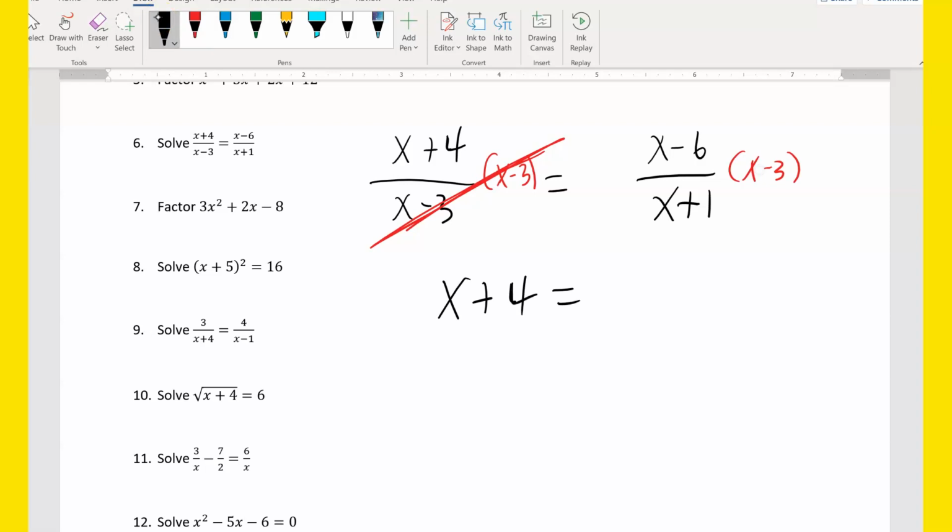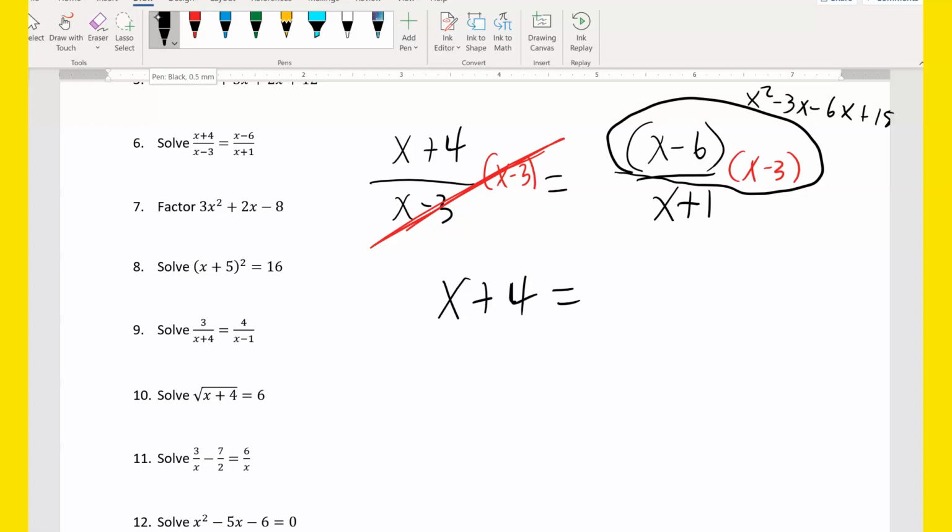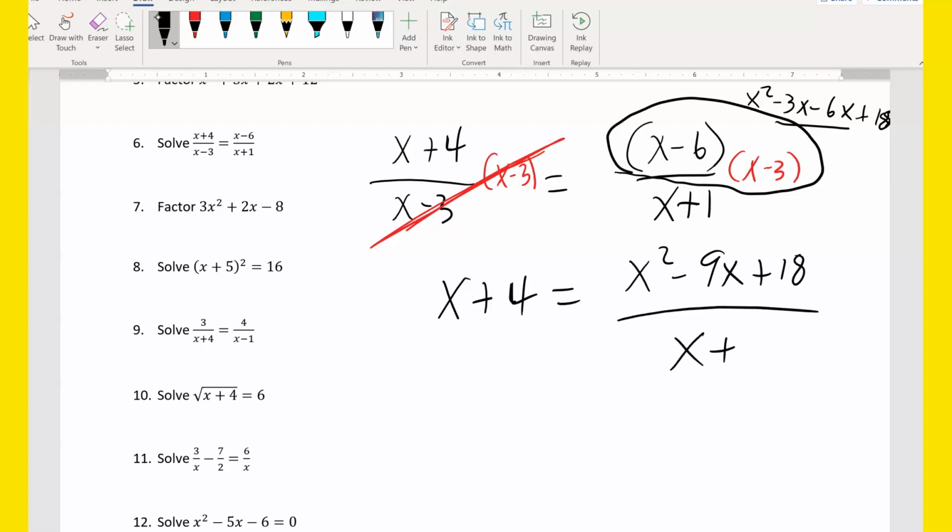On the right side, it doesn't cancel, so I have to distribute the x minus 6 with the x minus 3. And so when I distribute that, it gives me x squared minus 3x minus 6x plus 18. And then the minus 3x and the minus 6x are like terms. So when I write that, it's going to be x squared minus 9x plus 18. And it's still over x plus 1.